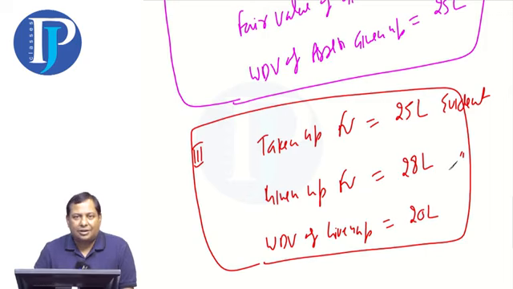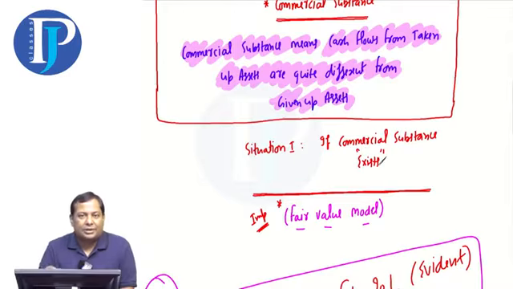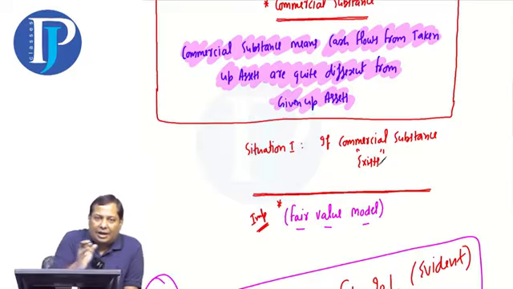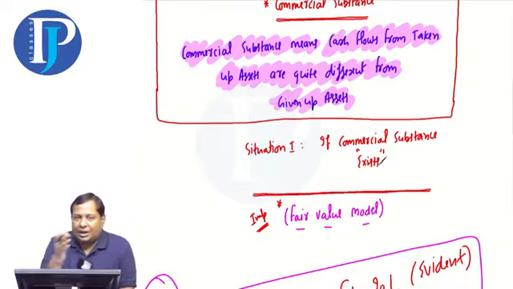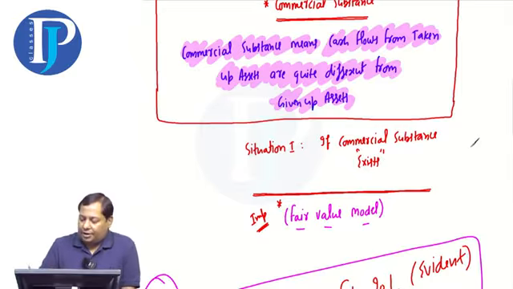And do you know about the situation? The situation is that in the transaction, commercial substance exists. The cash benefits of the receivable assets are different from the cash benefits of the given up assets. The enterprise will benefit from the exchange. That's why these have commercial substance and we apply the fair value model.